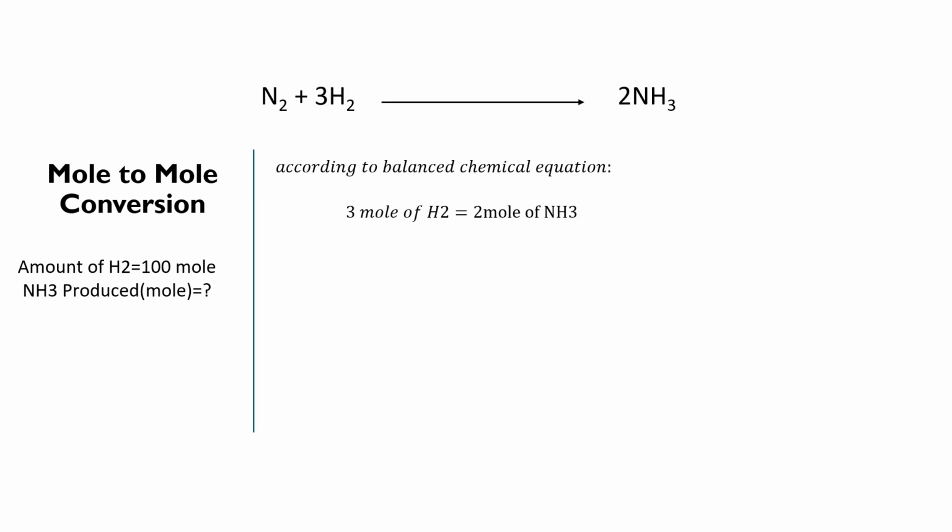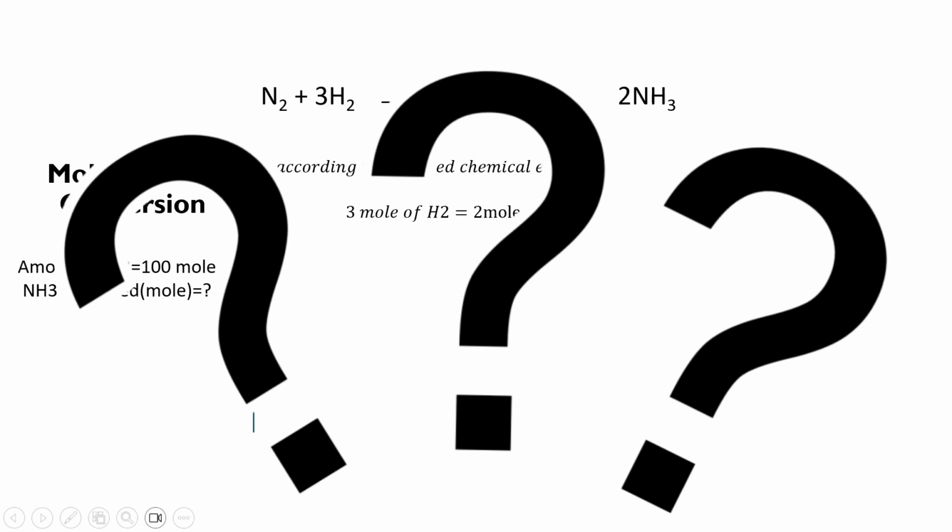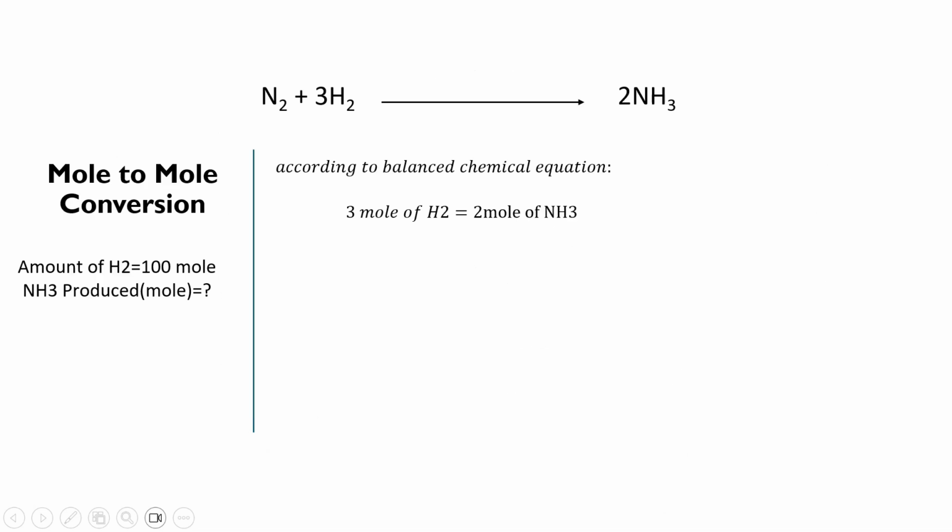From the balanced chemical equation, if 3 moles of hydrogen are reacted with nitrogen, we get 2 moles of ammonia. We can read this equation like this: 3 moles of hydrogen gives 2 moles of ammonia. Just read this equal sign as gives. Using this simple relationship, we can calculate the amount of ammonia produced from 1 mole of hydrogen. If we get it for 1 mole, then it is easy to calculate for 100 moles.